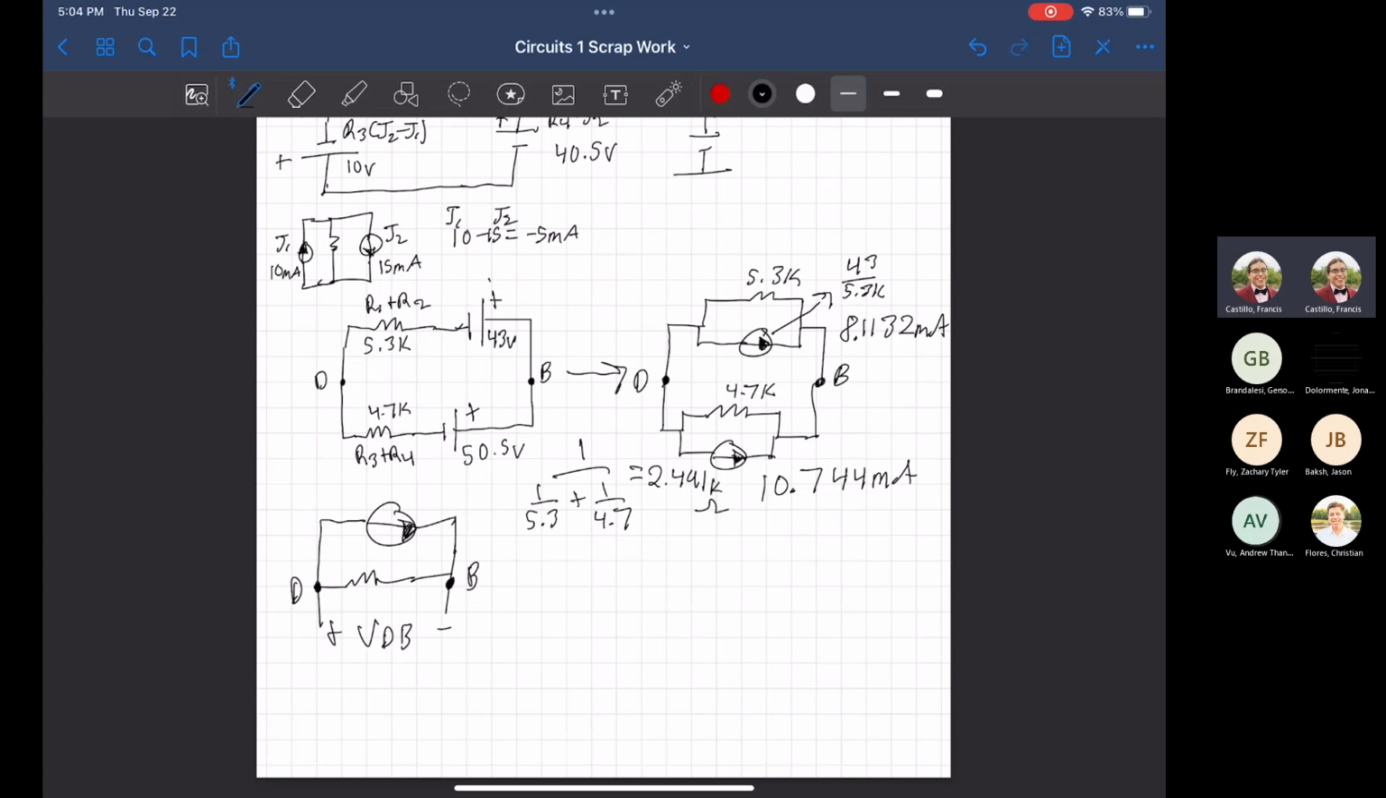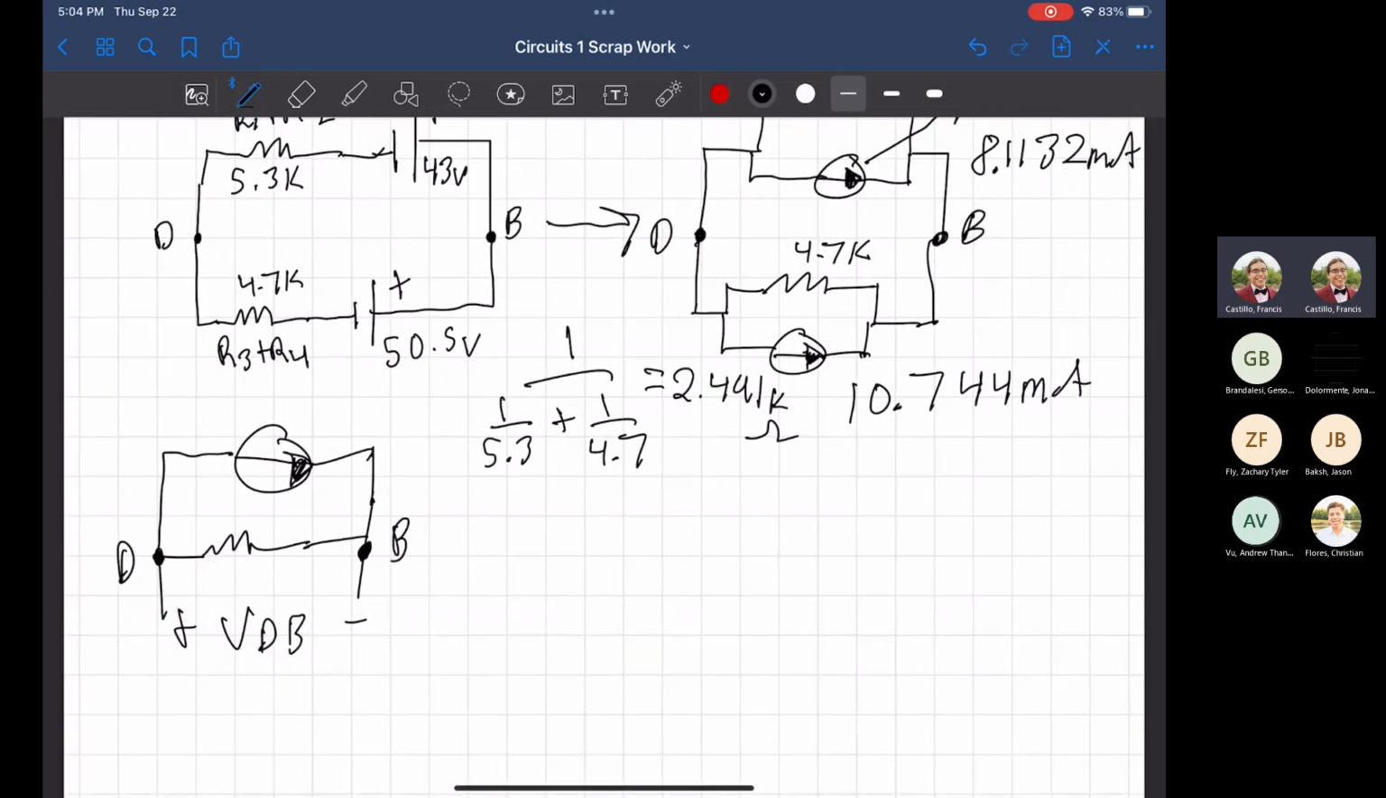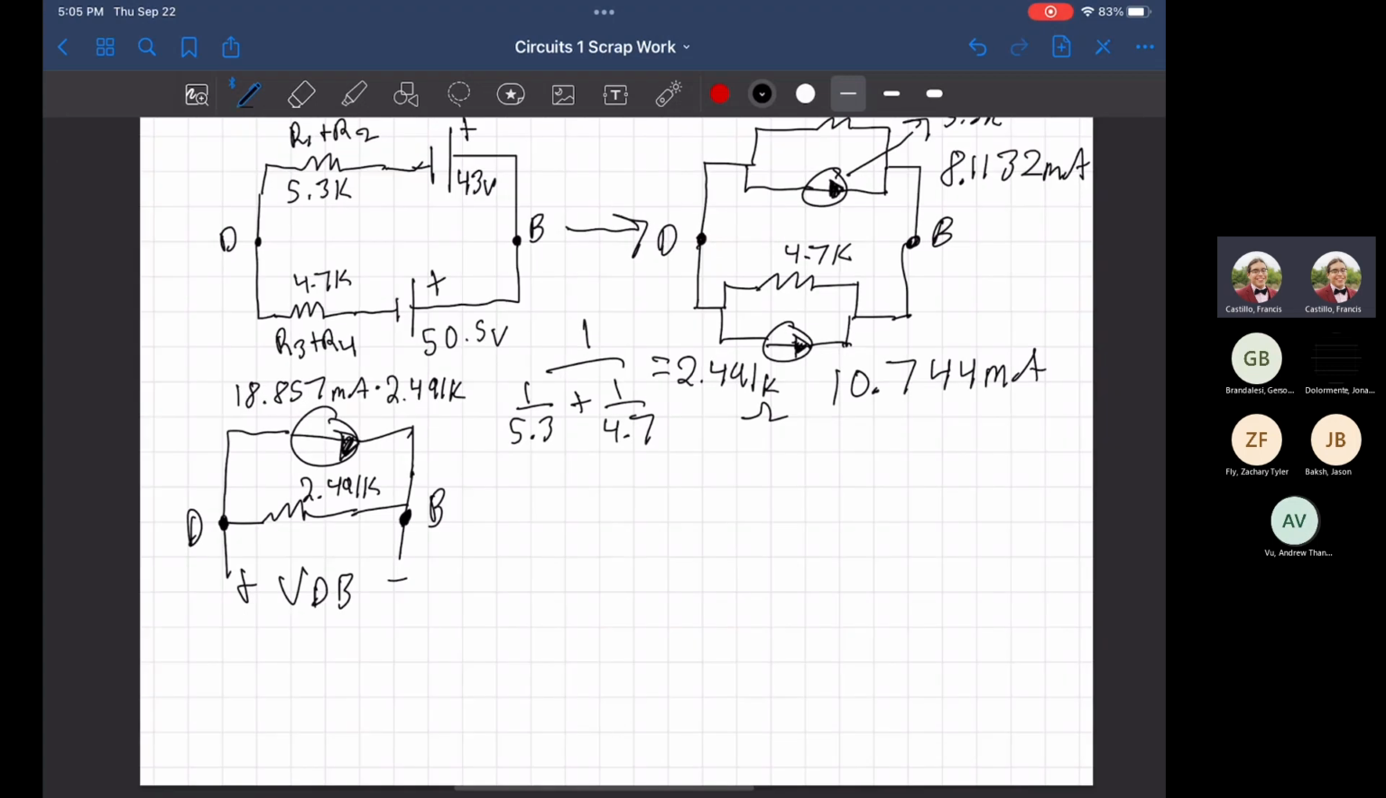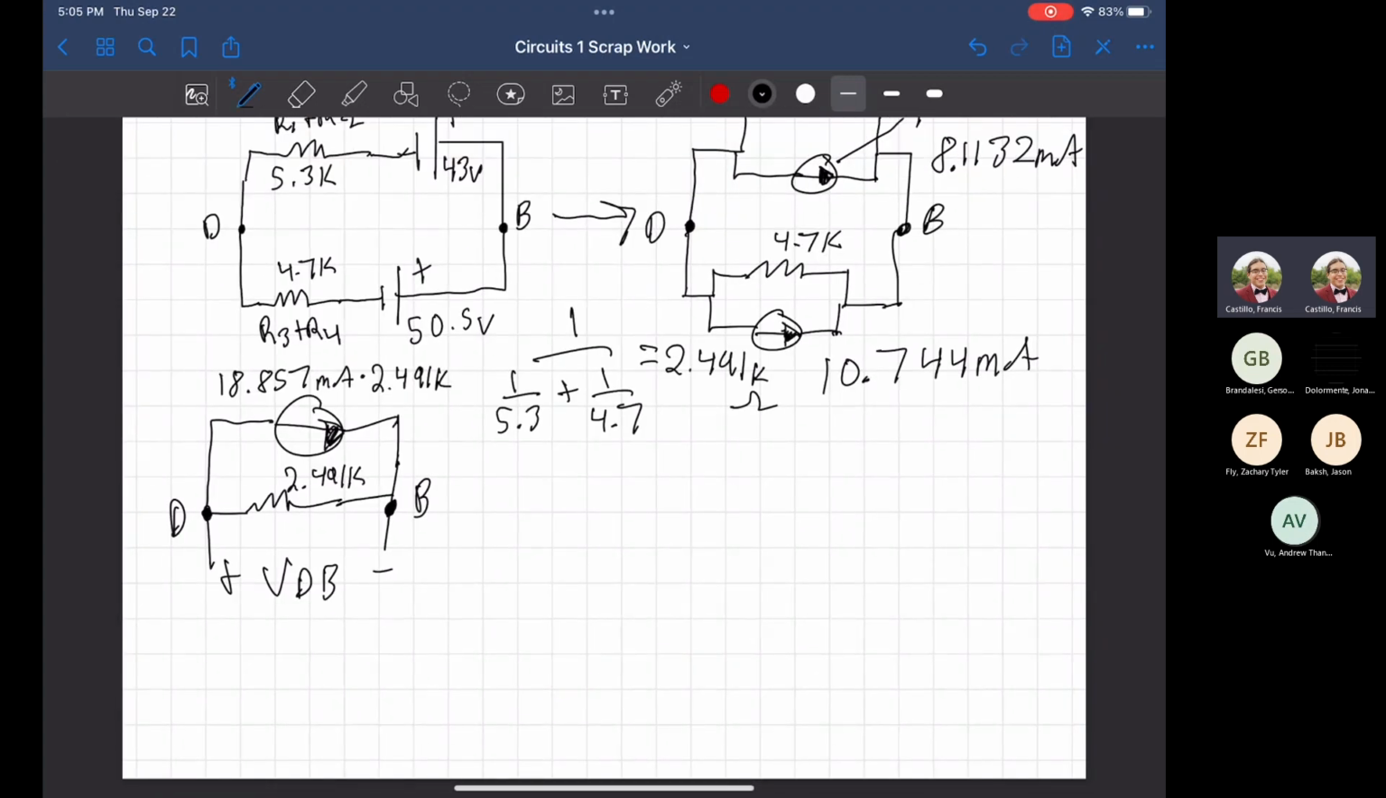Then probably point out how this circle is going to be drawn, but that is fine. So we know down here 2.491 K, and the current source right here, the equivalent value, is going to be just a summation of the two. So it's going to be 18.857 milliamps. Again, it's up to you how far you want to go. The farther out you go, the more decimals you'll be adding just to show numbers. It really doesn't matter as long as you're within a few decimals of the correct answer.